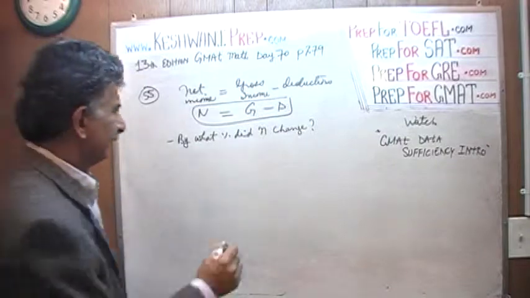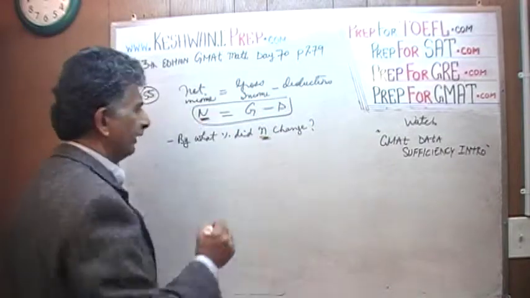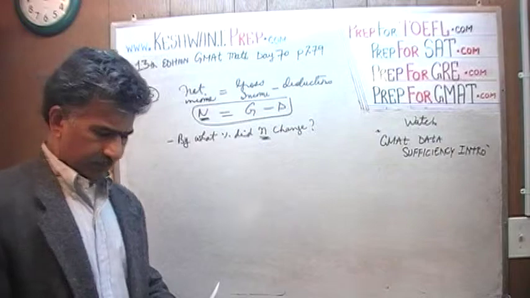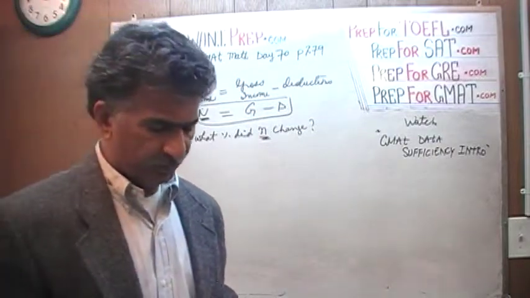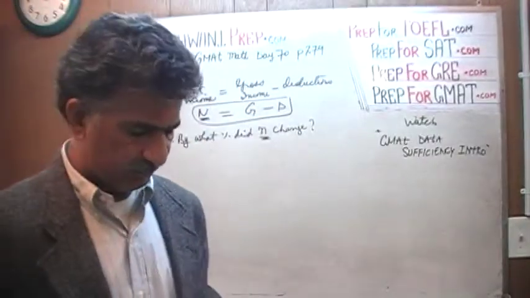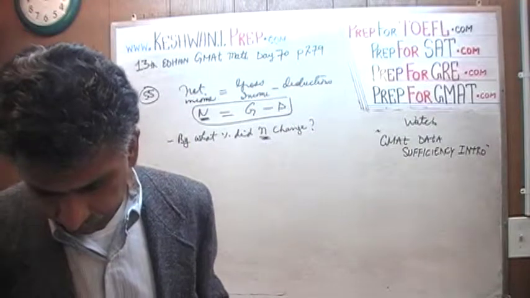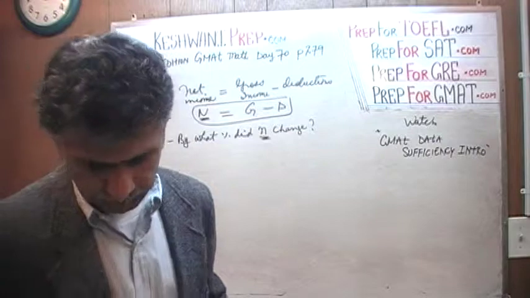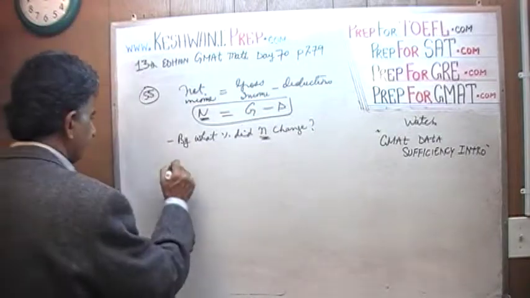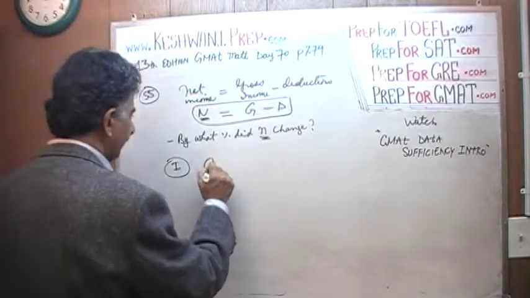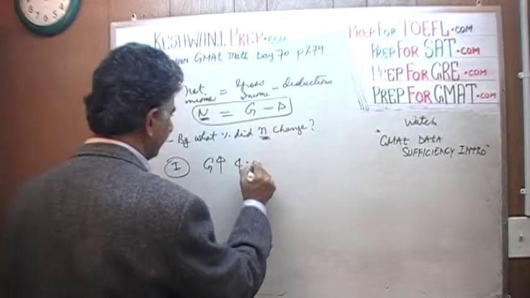Don't worry about the fact that sometimes I use small letters, sometimes I use the big letter. It doesn't really matter. If it did matter, I wouldn't be so sloppy. It doesn't matter because it's a very simple problem. The first statement tells us that the gross income is up by 4%.